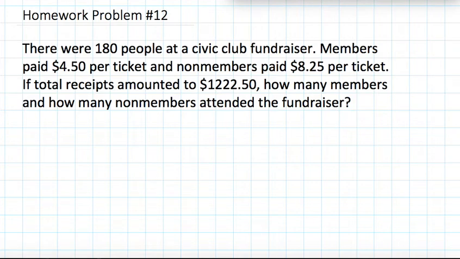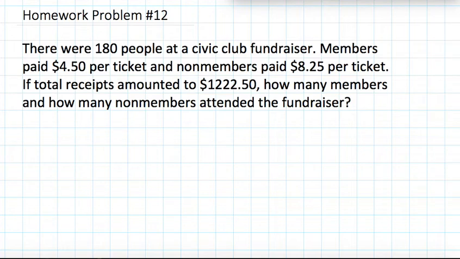The problem says that there were 180 people at a Civic Club fundraiser. Members paid $4.50 per ticket and non-members paid $8.25 per ticket. Total receipts amounted to $1,222.50. How many members and how many non-members attended the fundraiser?